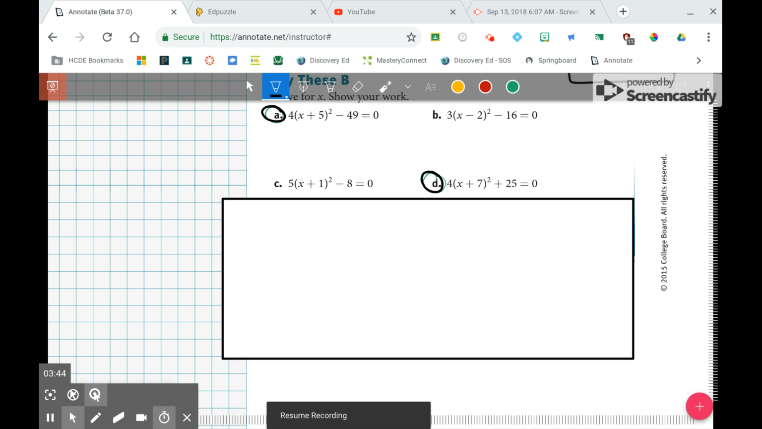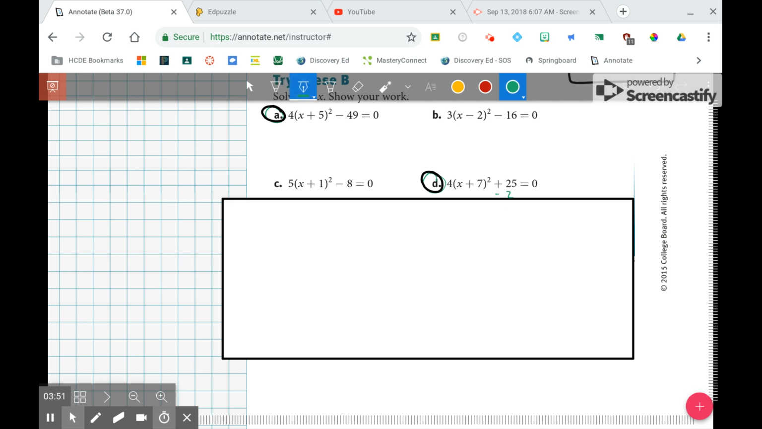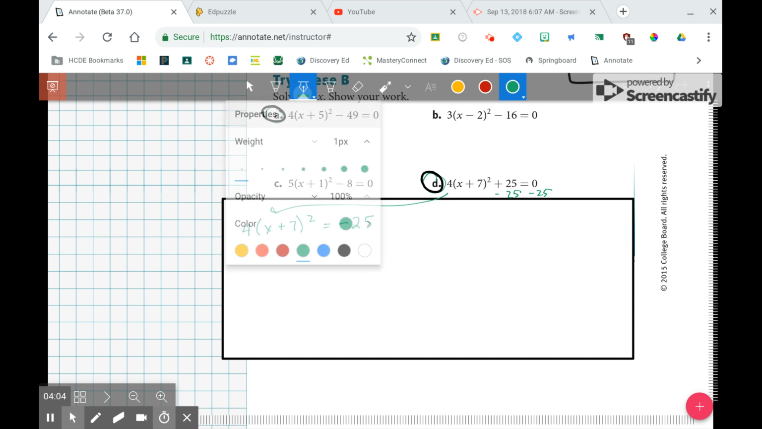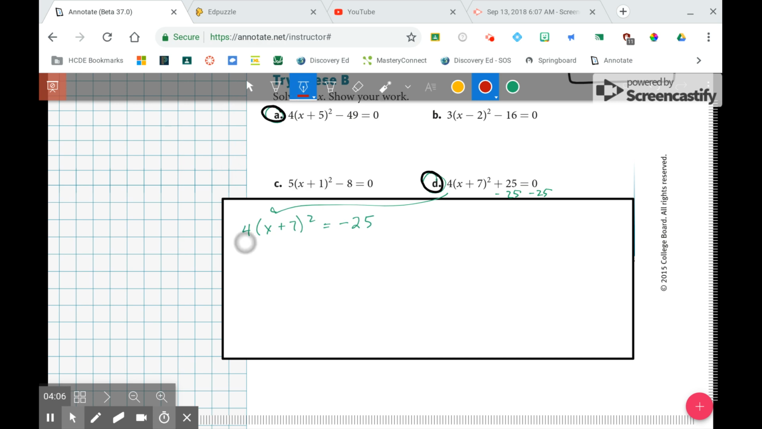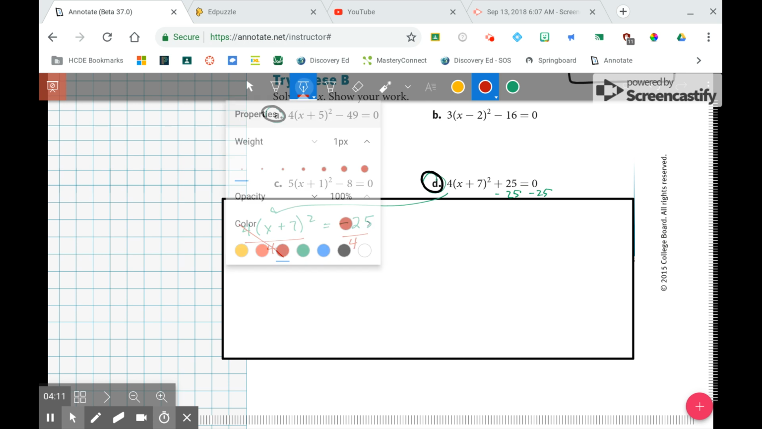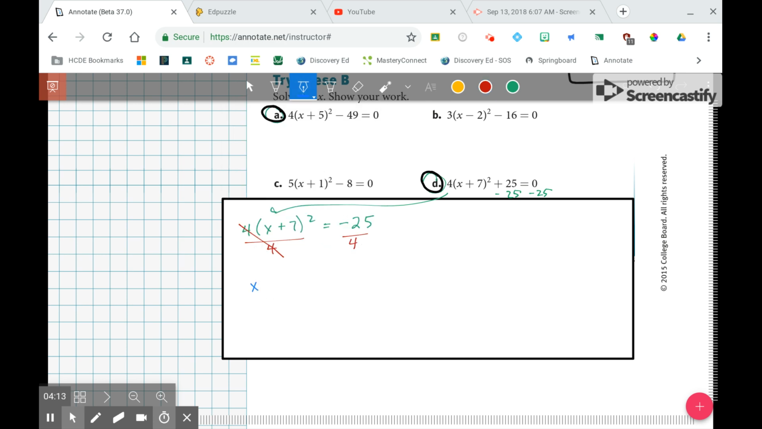So let's try another example. Let's skip down to problem D right here, where we'll have an imaginary. So it's the same process. Move over the constant. So we're going to subtract 25. So we have, I'm going to put it over here, 4, then x plus 7 squared equals negative 25. Then similar to the last problem, divide by the number in front. So we're dividing by 4, doing the inverse. So we have that x plus 7 quantity squared equals negative 25 over 4.